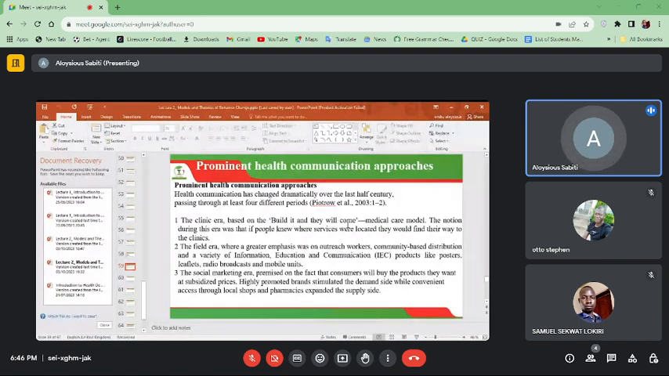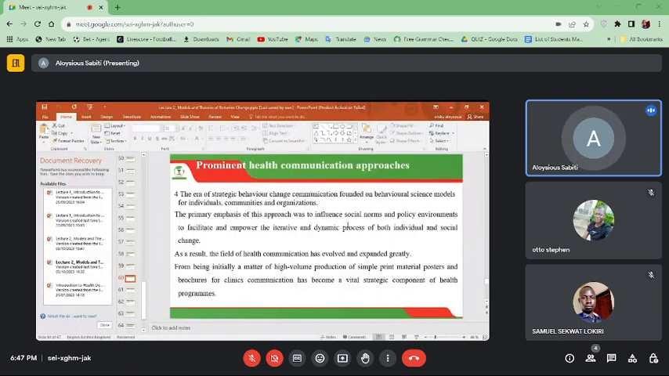Then the third era is what we call the social marketing era, premised on the facts that consumers will buy the products they want at subsidized prices. Highly promoted brands stimulated the demand side, while convenient access through local shops and pharmacies expanded the supply side. So the fourth era is what we call the era of strategic behavior change communication, founded on behavioral science models for individual communities and organizations. And this is actually where we are now.